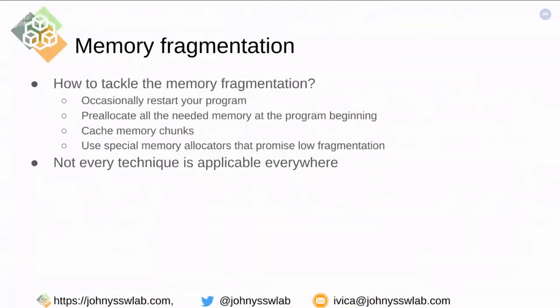The other thing that you can do to avoid memory fragmentation is to pre-allocate all the needed memory at the program beginning. There are some programs that do that, and they completely dispense with malloc and free, and they just use pre-allocated memory. Another way to do it is to cache memory chunks. So you get your memory chunks with malloc, but you don't return them with free.